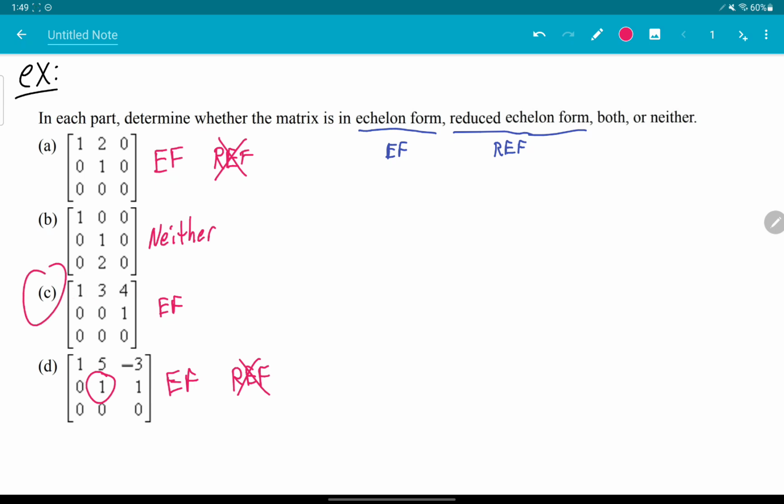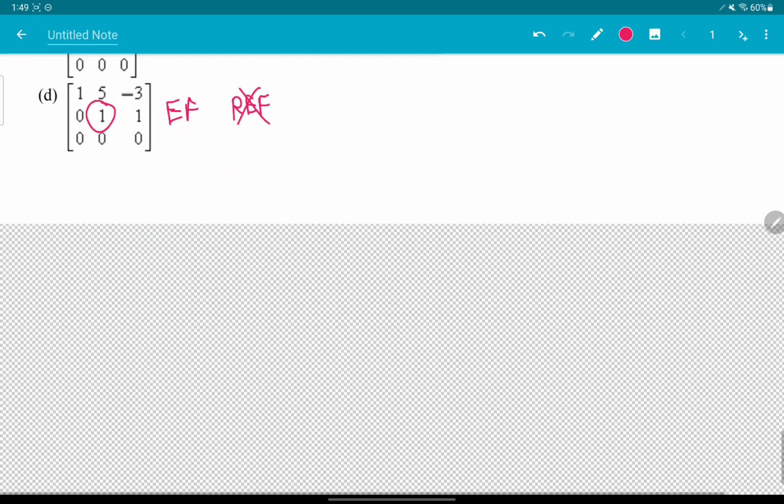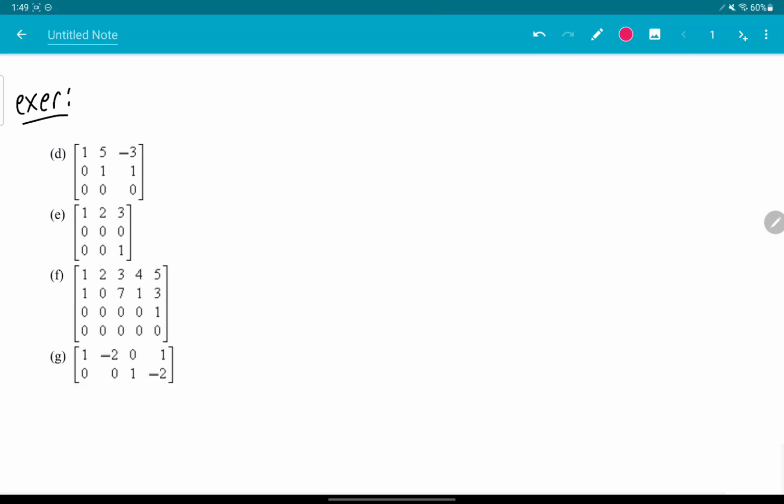And if I return to part C for a second, this one is not in reduced echelon form because this leading entry here in the last column is not alone in the column. Okay, there is another non-zero entry in that column. Okay, let's try an exercise, or three. So pause and copy and try these. So same question. Echelon form, reduced echelon form, neither or both.